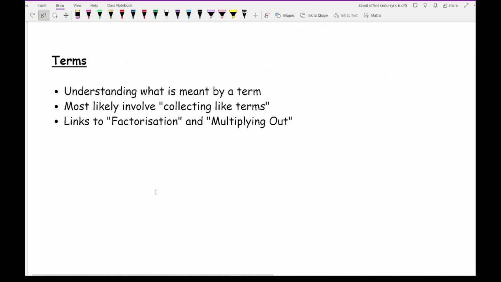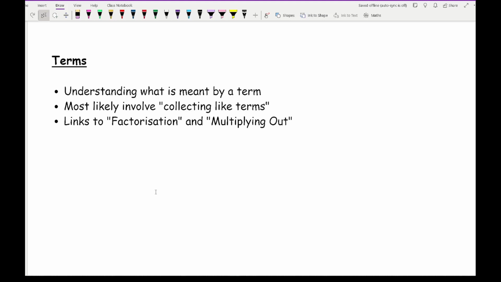Moving on to terms. So this is going through what terms are. Now I would say this wouldn't be a standalone question. It's going to be involved in another question. So terms you probably link with sequences, but again, sequences are not on the revision list. So this is more likely going to be collecting like terms or terms being used in factorizing or multiplying out brackets. I think that's one of the reasons why they have written it. So it's really important that you understand what a term is.